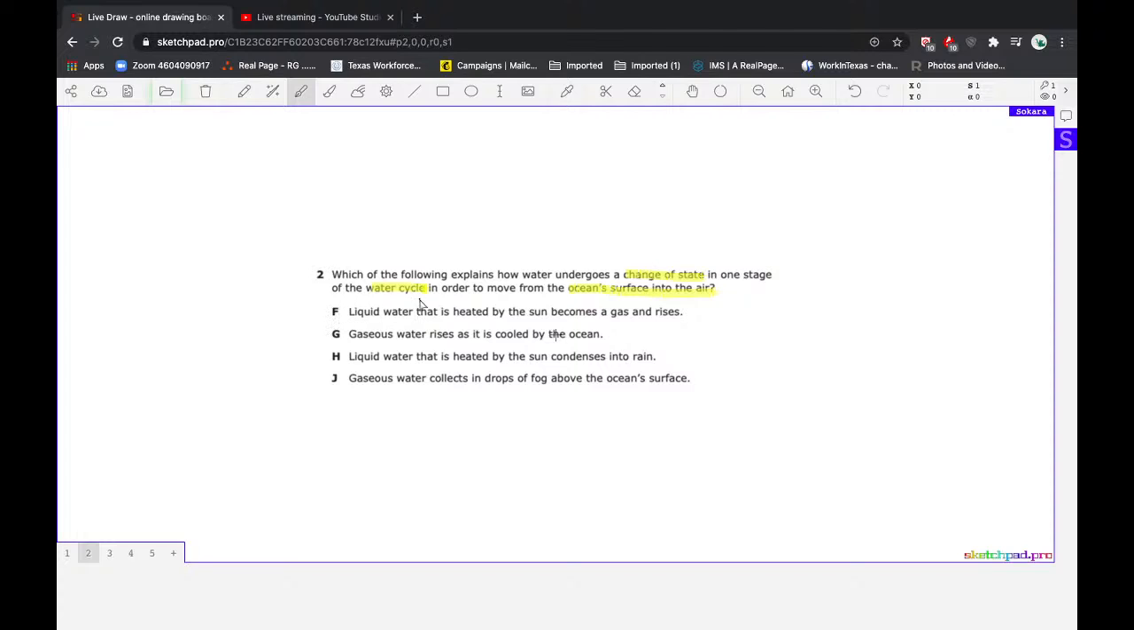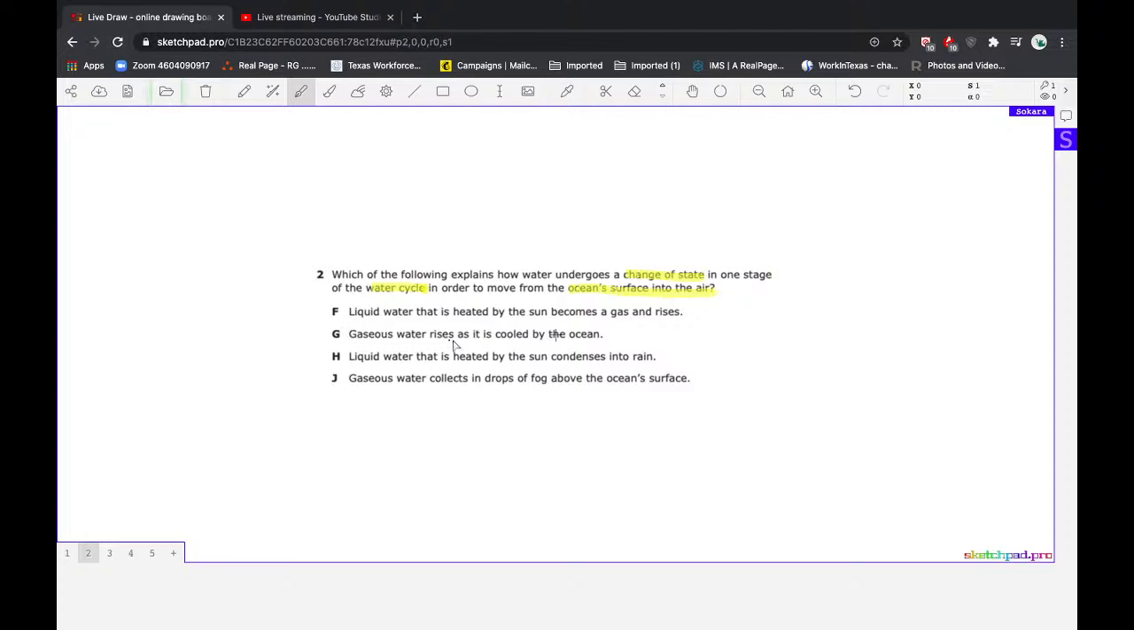So answer choice F says, liquid water that is heated by the sun becomes a gas and rises. Okay, this option looks good. This is called evaporation. When liquid is heated, it rises. So yeah, okay. We move on to option G.